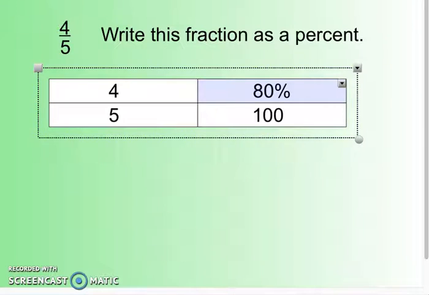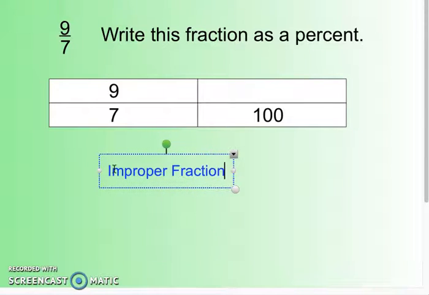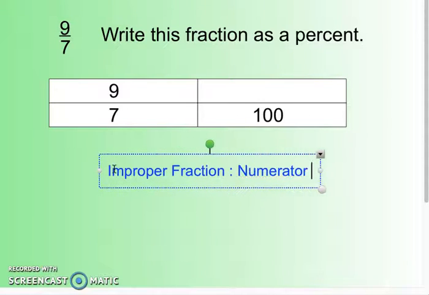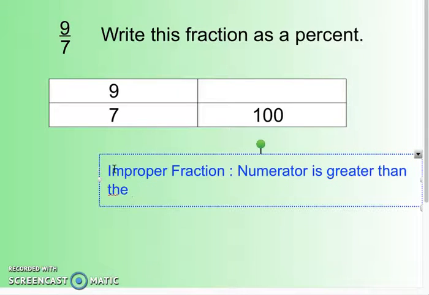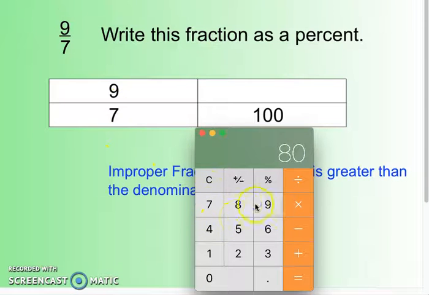Then our next one is 9/7. Now, we can use this box even if our numerator is bigger than our denominator. This is called an improper fraction, and the numerator is greater than the denominator. What we're going to do is use this line again, 9 divided by 7, to change it to a decimal. And then we're going to cross over to 100, so we're going to multiply by 100.